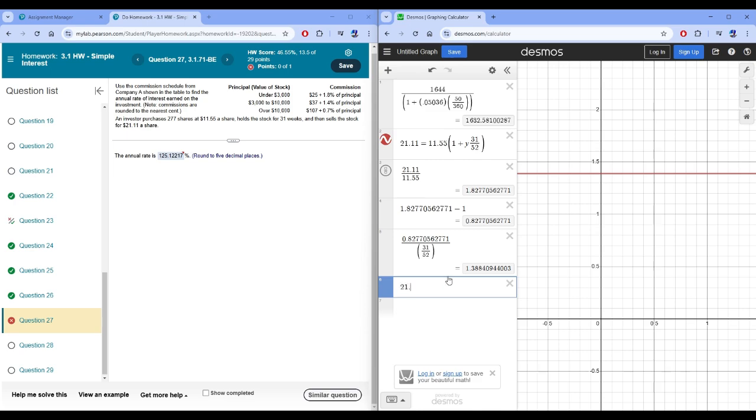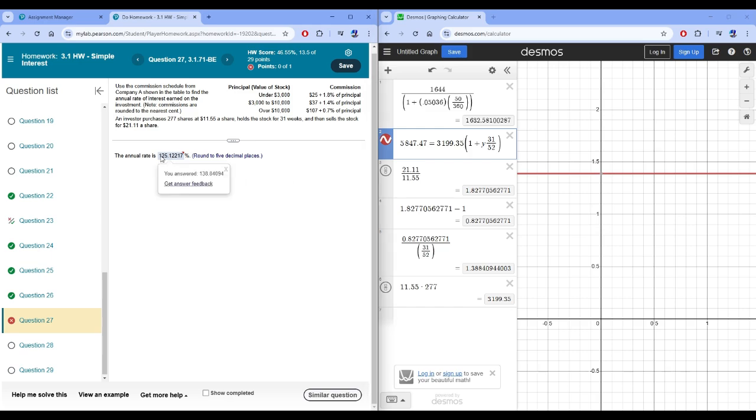So what's 21.11 times 277? It is this. So 21 is my sale price. And then what was this price? This price was $11.55. So I managed to take 31.9. That's not gonna... What was the answer? No, I still got 138.